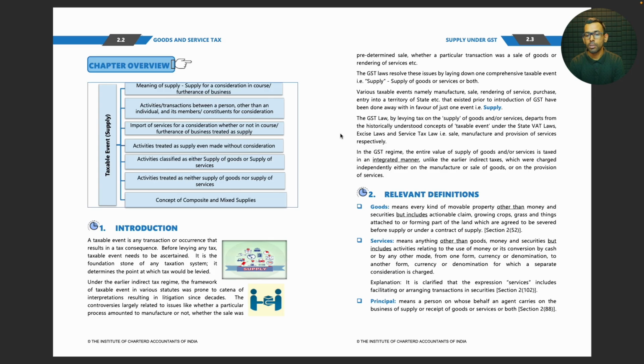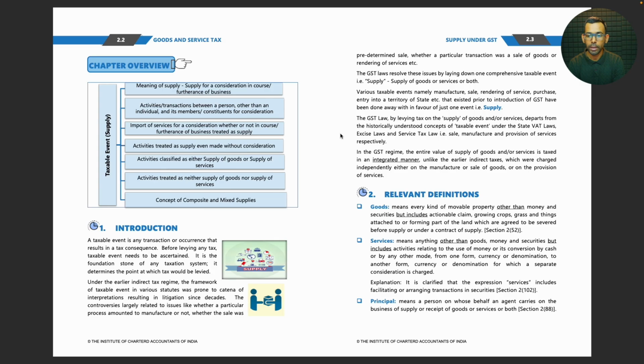The GST laws resolve these issues by laying down one comprehensive taxable event, that is supply of goods or services, or both. Various taxable events, namely manufacture, sale, rendering of service, purchase, entry into a territory of state, etc., that existed prior to introduction of GST, have been done away with in favor of just one event, that is supply.